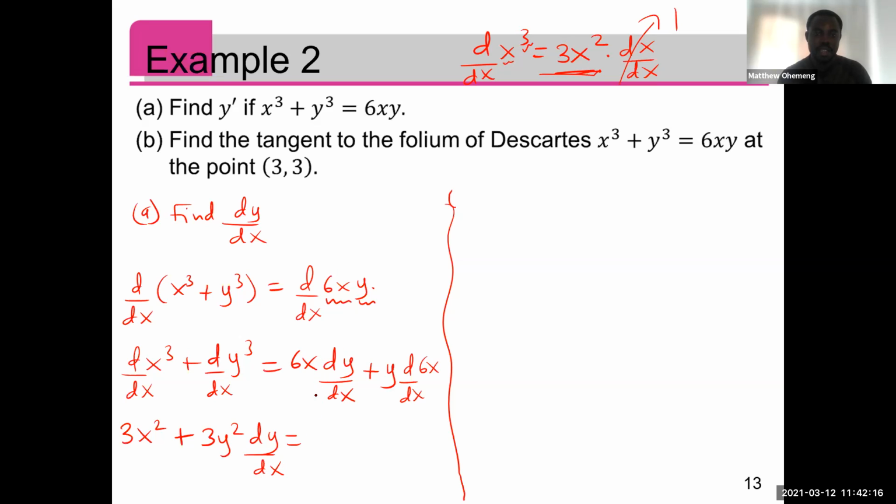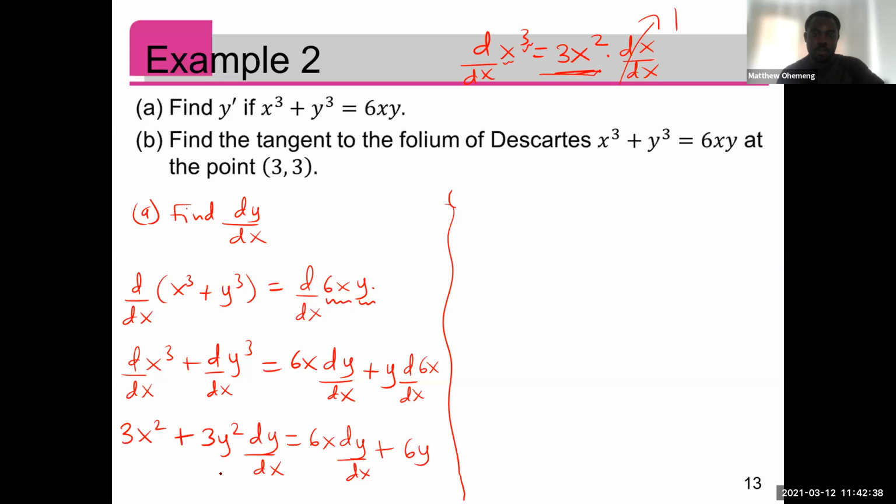And then for this side, it's still 6x dy over dx, you can't simplify that one. It's just dy over dx. And then for this side, the derivative of 6x is 6, so that's just 6y. And then after this step, what do you solve for? dy over dx. Let me see if I have some room on the next layer. Oh, I don't have room, so I have to create it. Okay, so now let's solve for dy over dx.